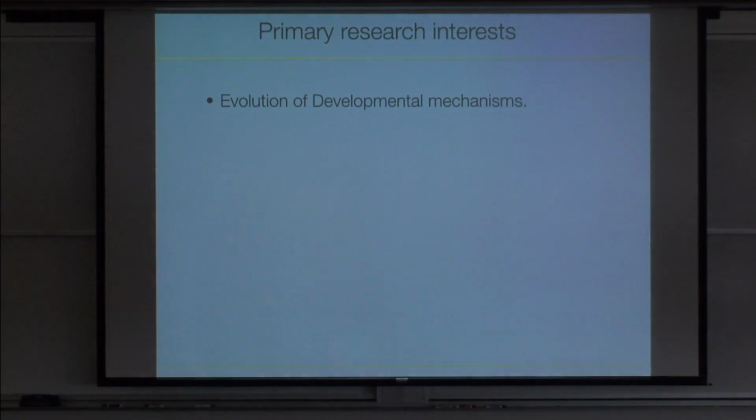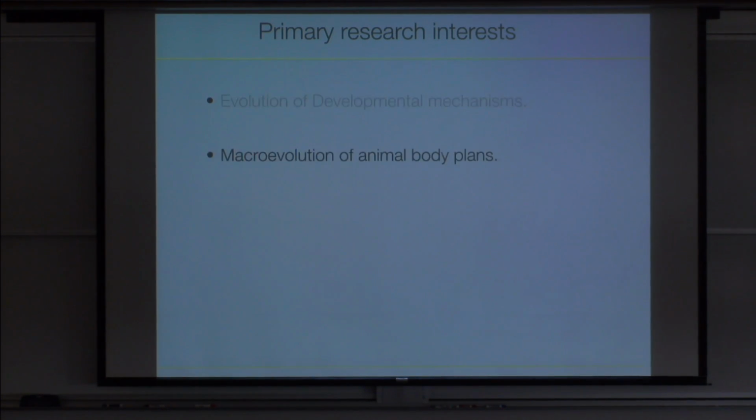So the primary research interests in the lab are evolution of developmental mechanisms. If you want to understand the final morphology of adults, you actually have to understand how the adult gets put together. And it's the process of development that actually assembles the animal into their major constituents. And so my lab is really interested in how you actually piece together an animal body plan and how that changes over evolutionary time periods.